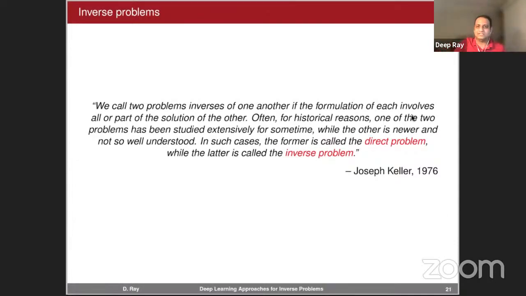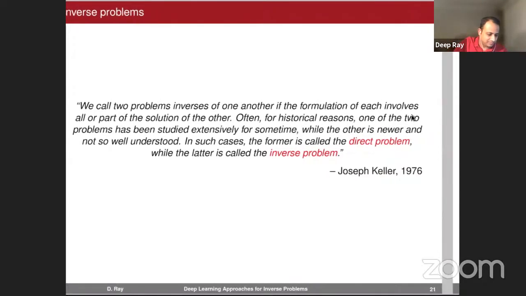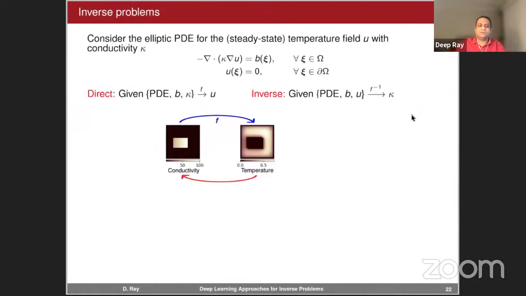So let's look at an example of an inverse problem. Okay, so let's look at an inverse problem in the context of solving elliptic PDEs. So say you're interested in solving this elliptic PDE, which is the steady state PDE for the temperature field U on some 2D domain, say, which is given by this elliptic PDE, where kappa is the conductivity field, B is some source that is given to you, and you assume that you have Dirichlet boundary conditions. Now, what is the direct problem? The direct problem would be given the PDE, given the source term, given kappa, you want to find what the temperature field U is, right?